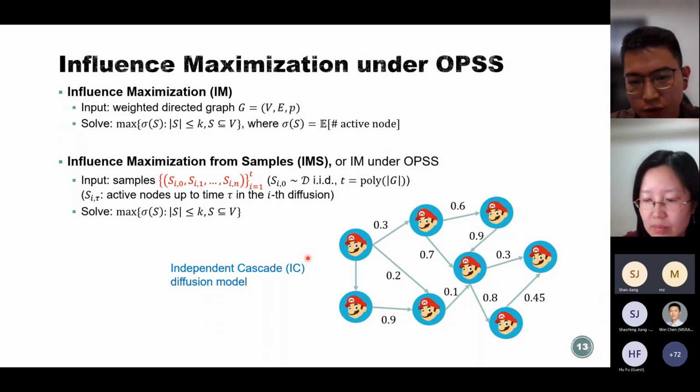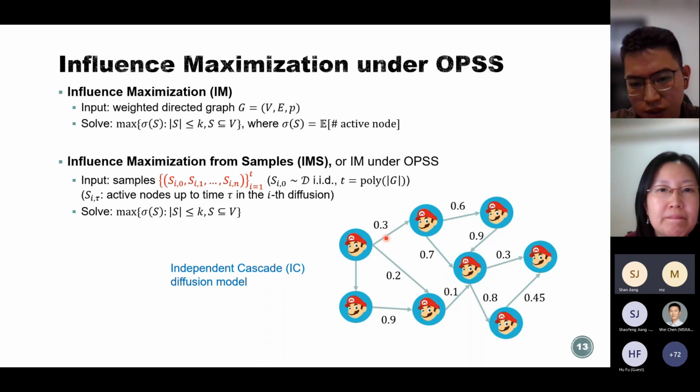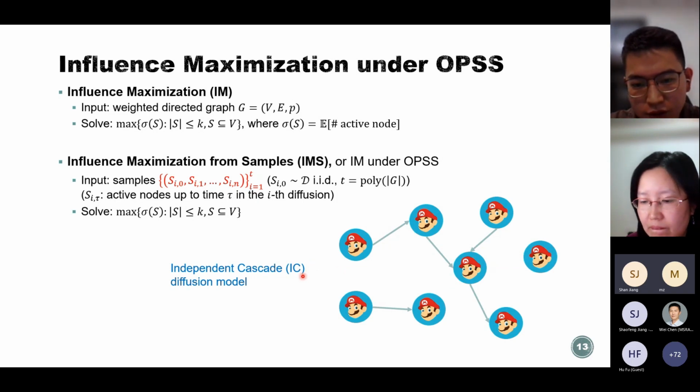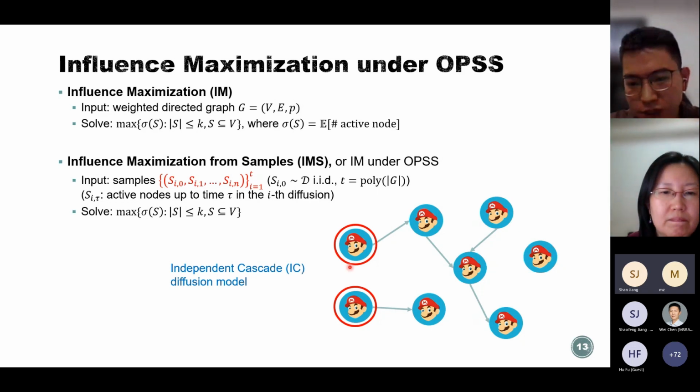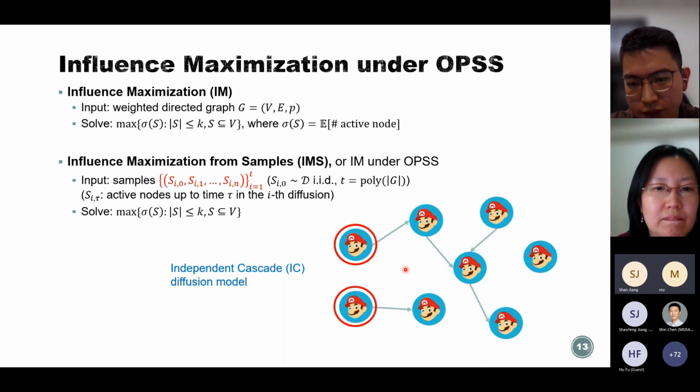In the IC model, before the diffusion, the weight of each edge can be interpreted as a probability, and the edge exists with this probability. Before the diffusion, we first sample the edges according to this probability and obtain the live edge graph. If we release some information, this information will spread over the live edge graph. So the spread is like this.